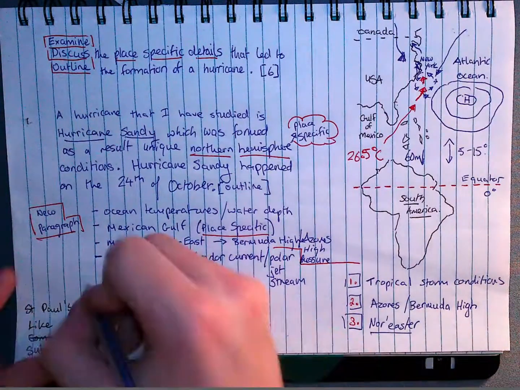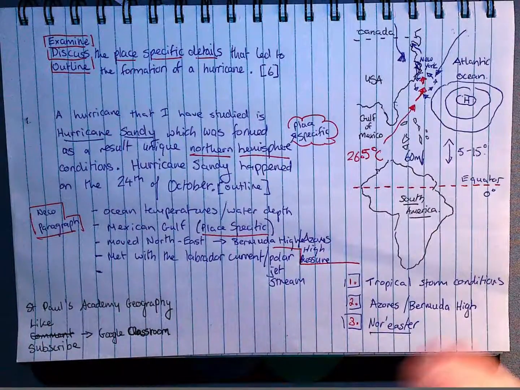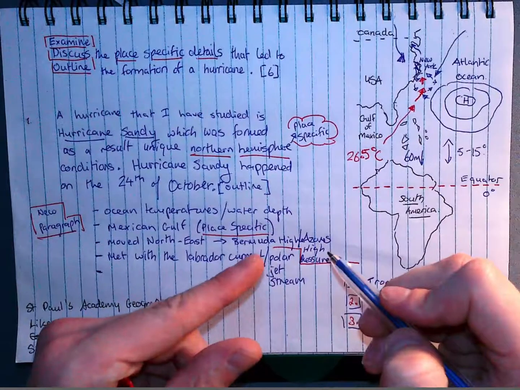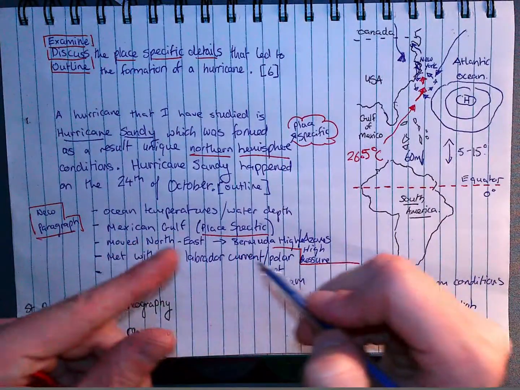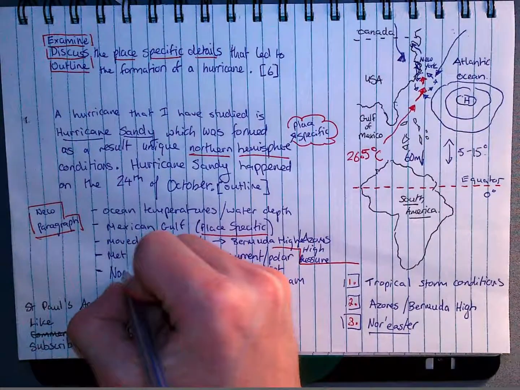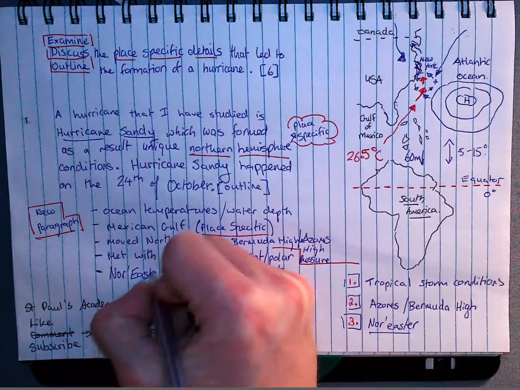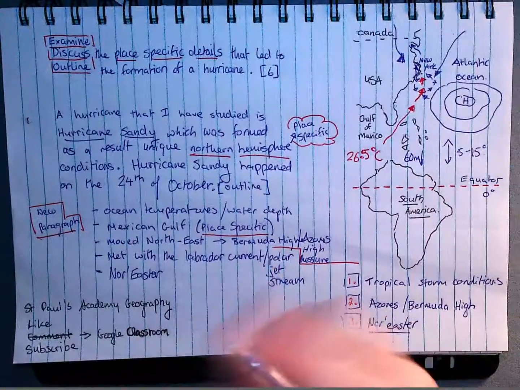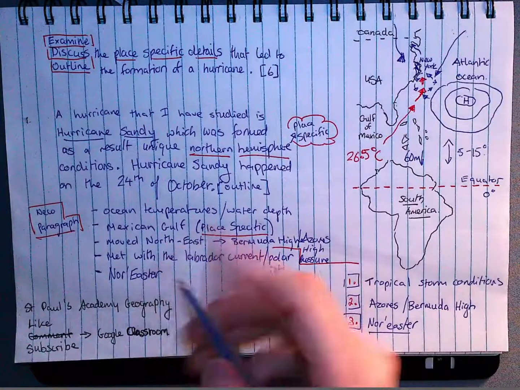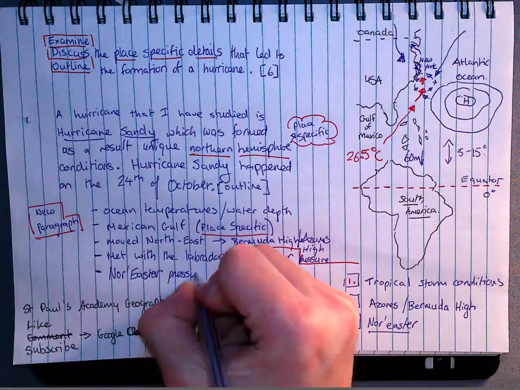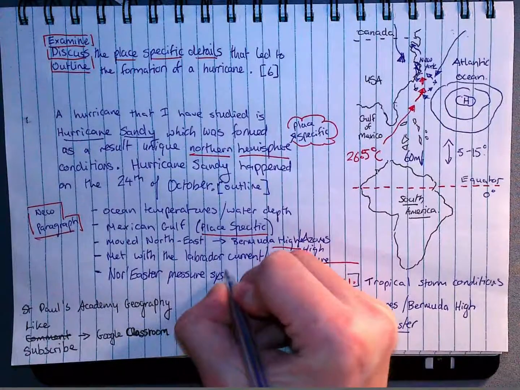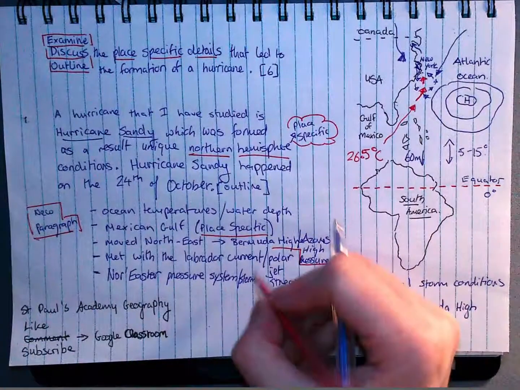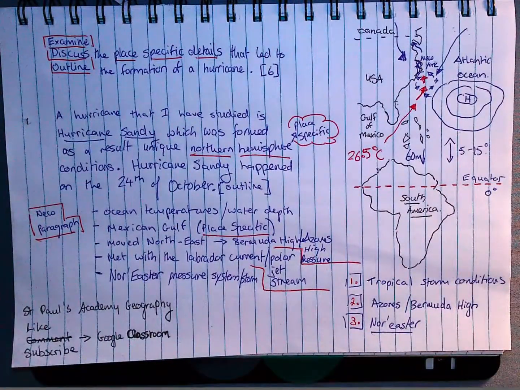And then the last thing we need to talk about here in this particular section is where it combines with those currents and the jet stream, the wind and the ocean current, to form a nor'easter as it makes its way into New York. So when it lands in New York, all of those different conditions have formed a nor'easter pressure system or storm. So again, separate those ideas for you.